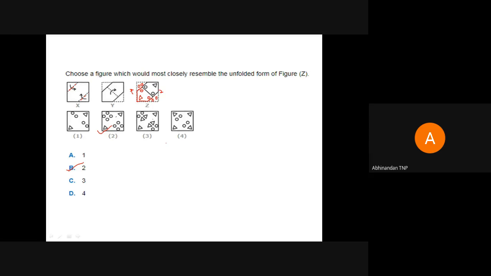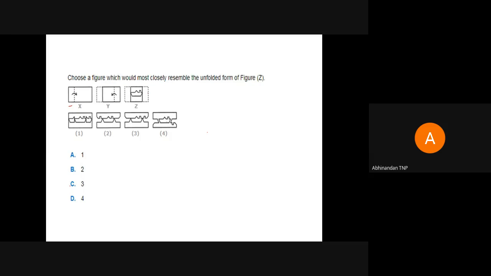If you observe options number 1, 3, and 4, here we have 4 circles, means this is not correct, and even the unfolded version is not shown properly. Here the 4 triangles. Means in all we have 6 triangles. Actually, we don't have 6 triangles. Here we only have 2 triangles. So this is not correct. So try to eliminate the answers. If you eliminate the answers properly, you can get the correct option. Okay, go for next.